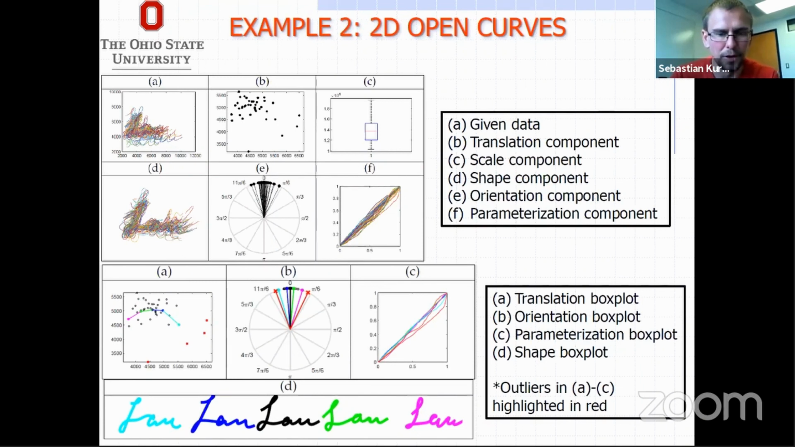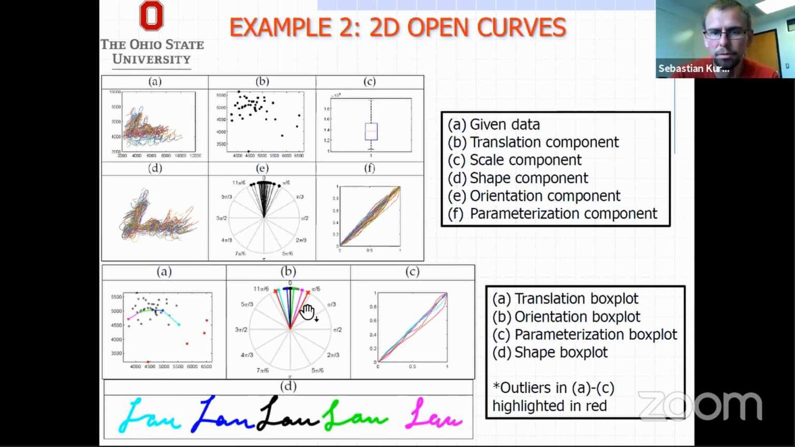Here's an example for some handwritten text. And so again, I'm not going to really focus on this top part, but we can construct these different box plots here. Here's the circular box plot I described for rotations in 2D. So essentially, we just identified with the angle in a circle, and then we can nicely see the variation in rotation of the different curves.